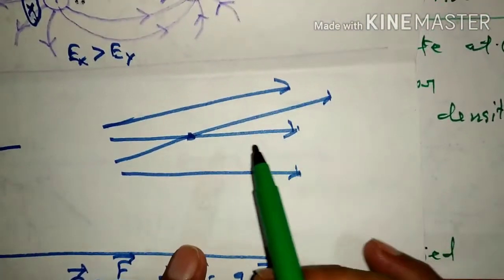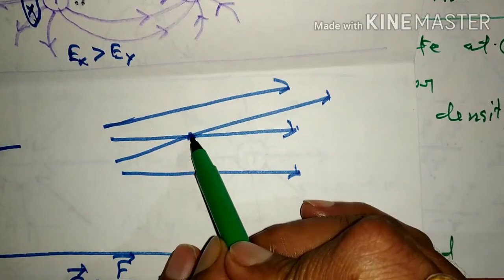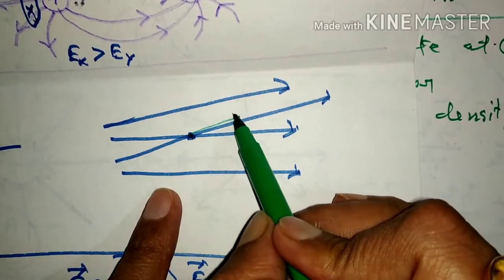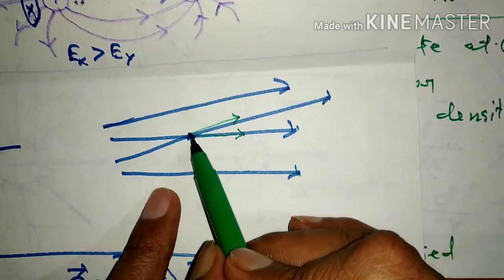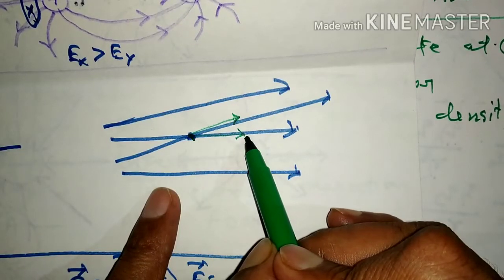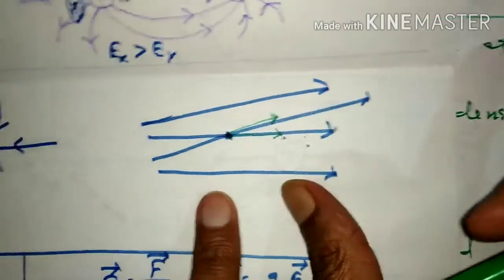Now here I have drawn the pattern due to some system of charges. Now here you can see the 2 field lines are intersecting. It means this is also the direction of electric field, as well as this is also the direction of electric field. At a point there cannot be 2 directions of electric field. That's why the 2 field lines can never intersect each other.